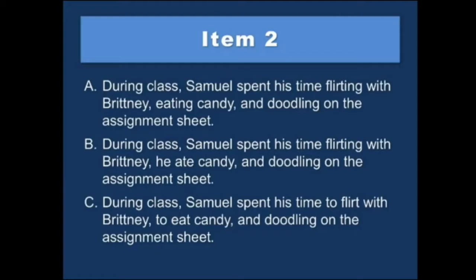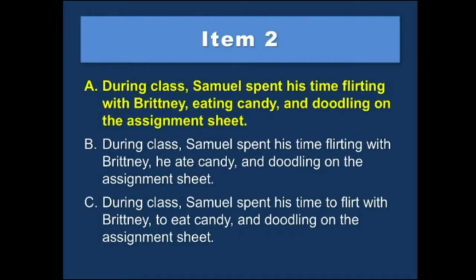Item 2. Which is the correct parallel structure? A. During class, Samuel spent his time flirting with Brittany, eating candy, and doodling on the assignment sheet. B. During class, Samuel spent his time flirting with Brittany, he ate candy, and doodling on the assignment sheet. C. During class, Samuel spent his time to flirt with Brittany, to eat candy, and doodling on the assignment sheet. A is the correct answer. Here once again we have the verbs with the ing endings.